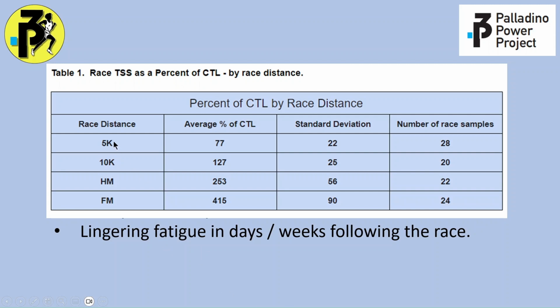So basically, when you run a race, there is a certain load associated with it. I did a study of athletes that I coach, and here's the number of race samples that I used. And this ran from recreational racers to sub-elites. And the average percent of chronic training load, that would be 42-day average if you're in the Stride ecosystem, is about 77%. All right, that would be a 5K with the standard deviation. So 99 down to about 55. All right, percent of CTL. Notice it goes up as you'd expect. The load goes up as the race distance.